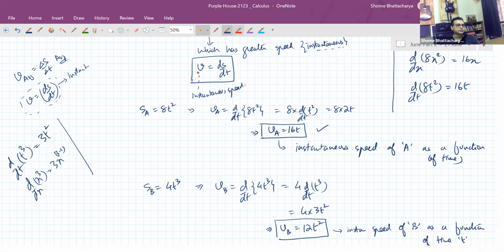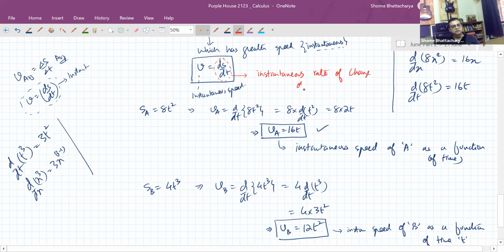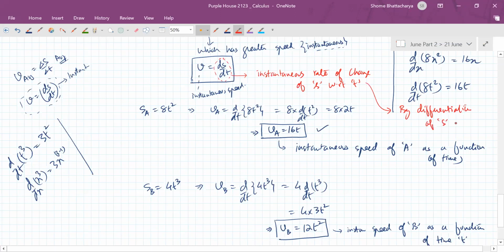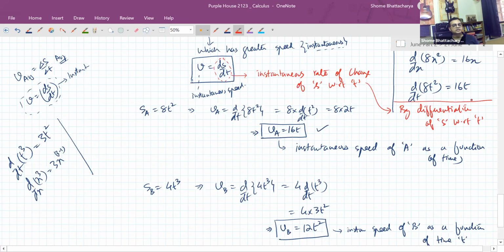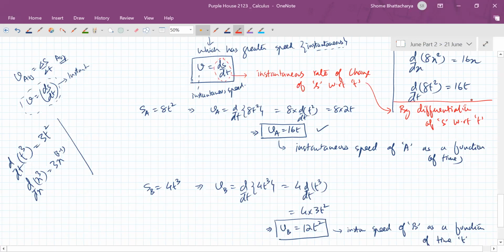You understanding now? What is the definition of speed? It is the instantaneous rate of change of distance with respect to time. So how do we calculate instantaneous rate of change? By using differentiation only, na? Instantaneous rate of change of s with respect to t is calculated by differentiation of s with respect to t. So only the name of the variable has changed. Instead of y being a function of x and calculating dy by dx, now s is a function of t, and we are calculating ds by dt. Got it now? Understood? Okay.